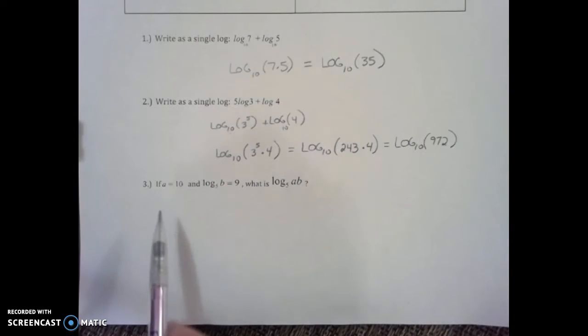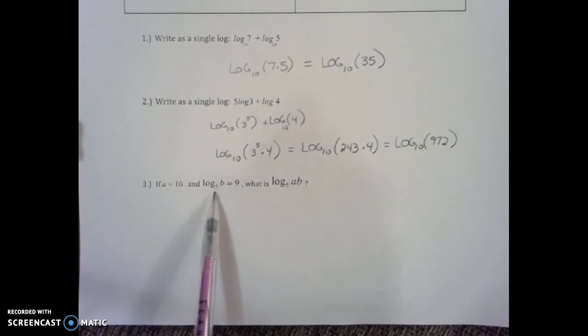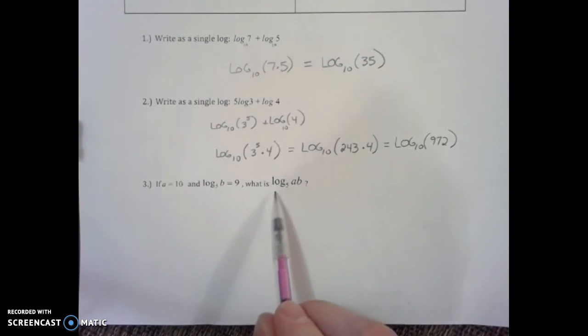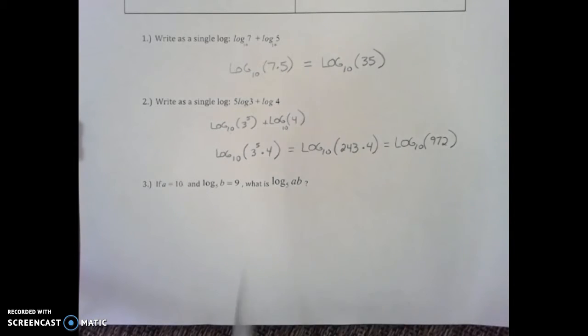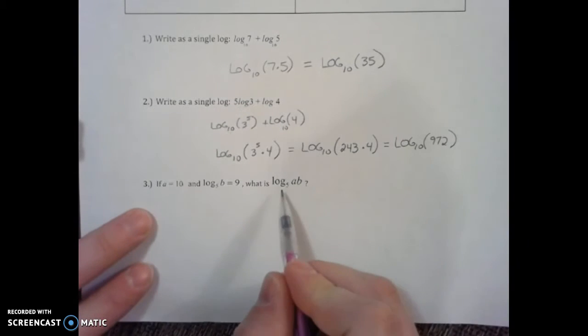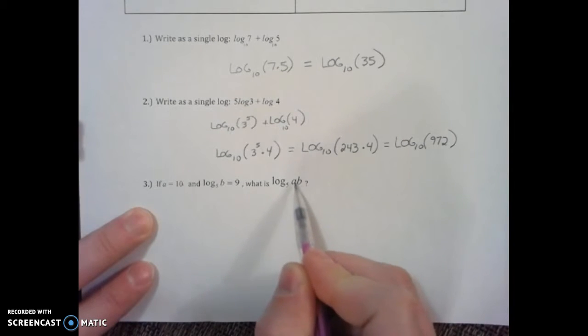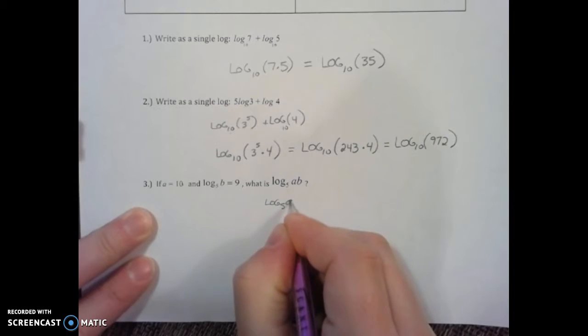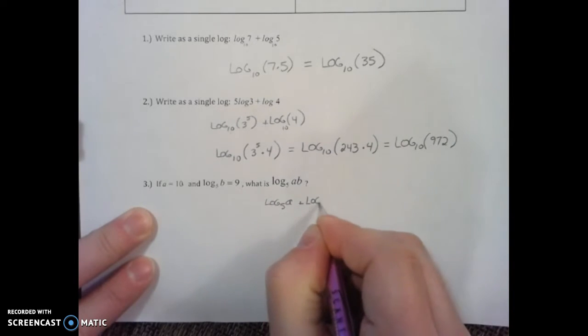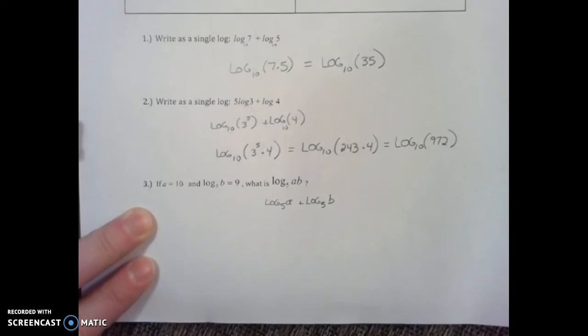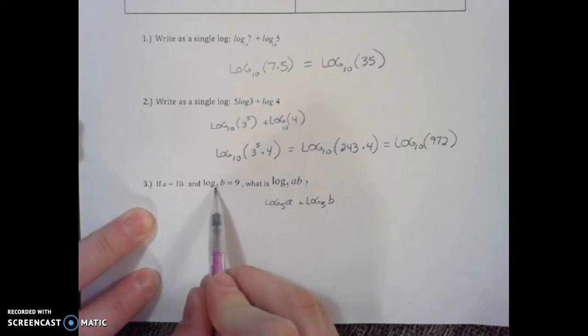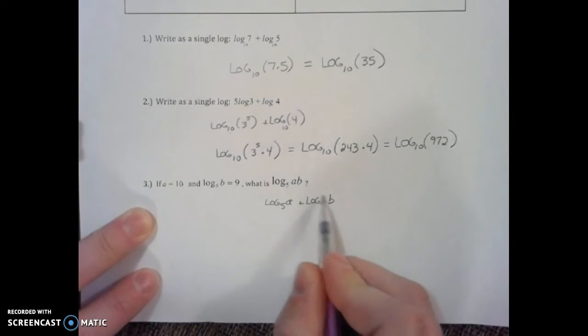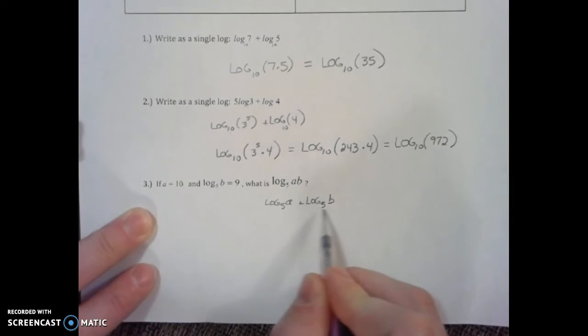In the next example, we're asked if a is equal to 10 and log base 5 of b is equal to 9, then what is log base 5 of a times b? In order to help me with this, I'm going to use a few of my properties. Noticing that this is a product, I'm going to break this up. I'm going to rewrite this as log base 5 of a plus log base 5 of b. This is already helpful because they told me that log base 5 of b is equal to 9. So all of this is just equal to 9.